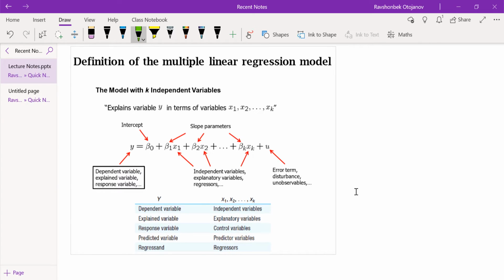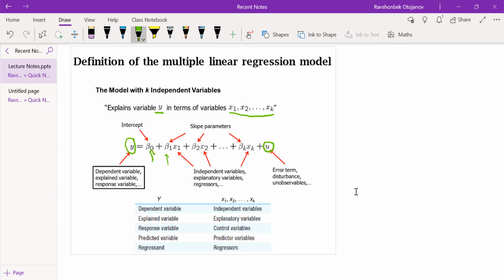Just like in the simple linear regression model, in the multiple linear regression model, we try to explain the variation in y in terms of variables x1 to xk, if there are k variables. y is the dependent variable or outcome variable, beta 0 is the intercept, beta 1 is the slope parameter with respect to x1. x1 is the independent variable, just like x2 and xk. They can also be called explanatory variables or regressors.